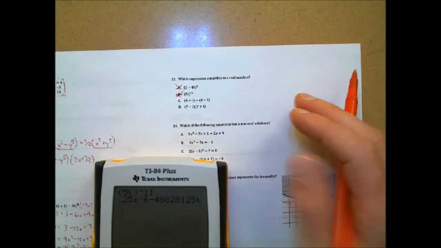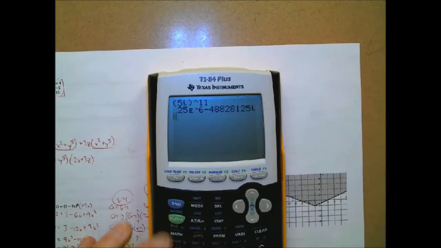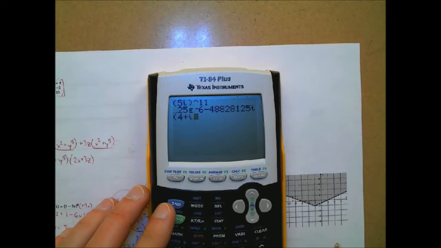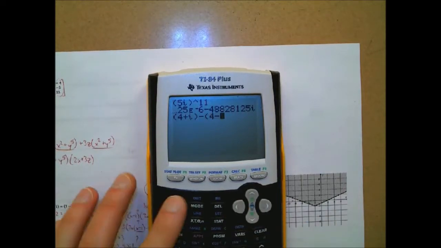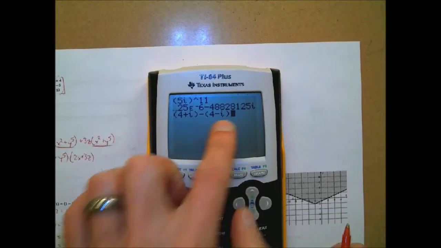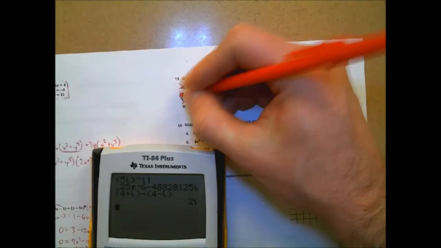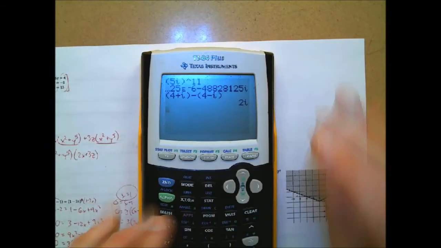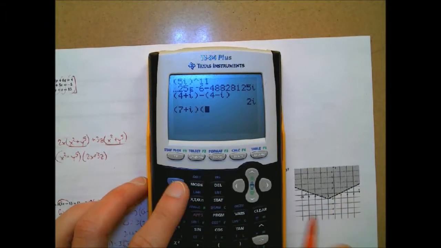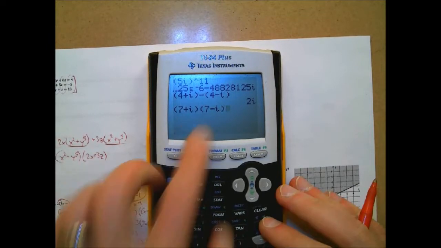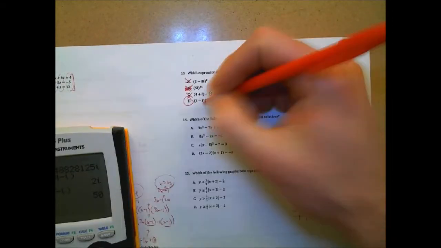It shouldn't work. All right, let's try this one then. 4 plus i minus 4 minus i. There you go. Okay, 4 plus i minus 4 minus i. We get 2i, imaginary. So it's got to be D, right? But let's just check to make sure. 7 plus i, 7 minus i. Again, just typing on my calculator, hitting enter. Aha, see, no i's. So D is the answer.